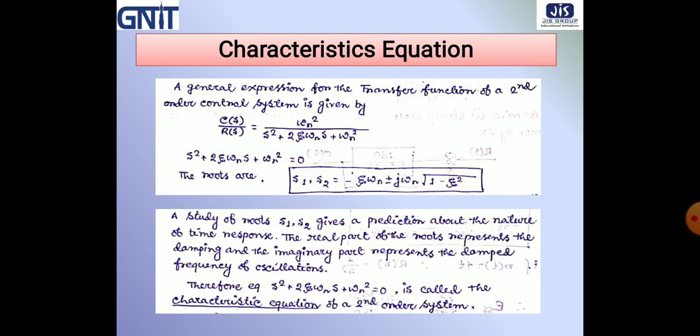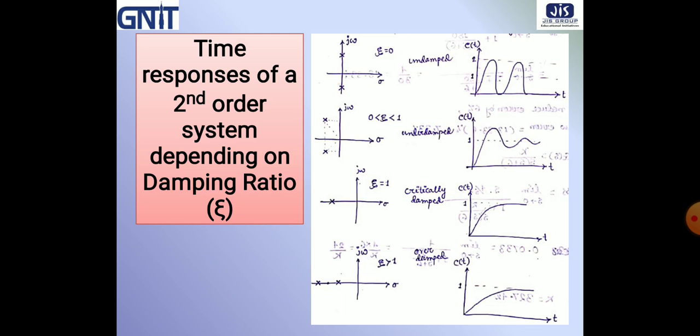If you put zeta equal to 0 in this particular equation, then we get S1 and S2 equal to plus minus j omega n only, as the real term will be 0 and the root over term will be 1. That's why only plus minus j omega n will be there if you put zeta equal to 0. That's why the two roots are present on the imaginary axis.